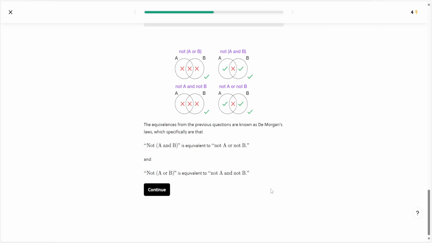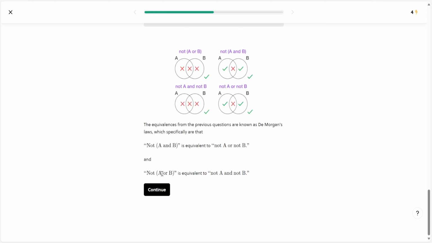The equivalences from the previous questions are known as De Morgan's laws, which specifically are that not (A and B) is equivalent to not A or not B. Oh, what is going on? So basically, if you have them in brackets, when you take the brackets away, it changes from an and to an or and adds a not.